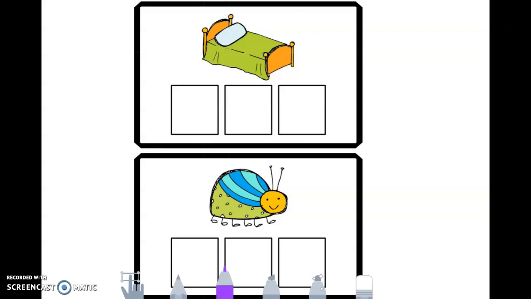So if we look at this first picture here, we see the picture of a bed. If we segment that word, we hear b-e-d. And if we write the sounds of that word, it would be B for b, E for e, and D for d.